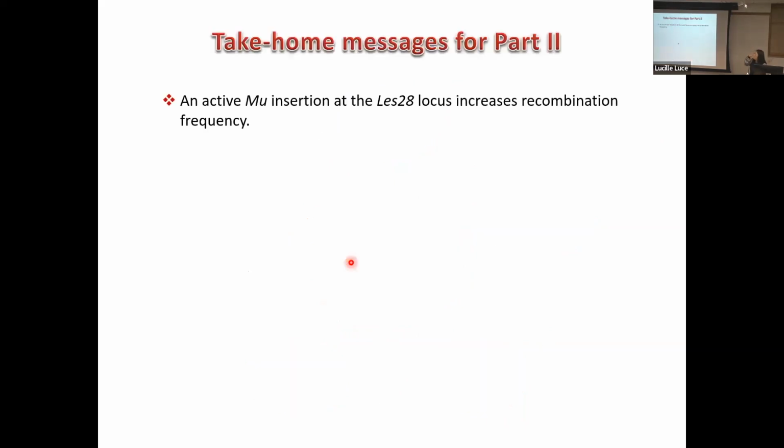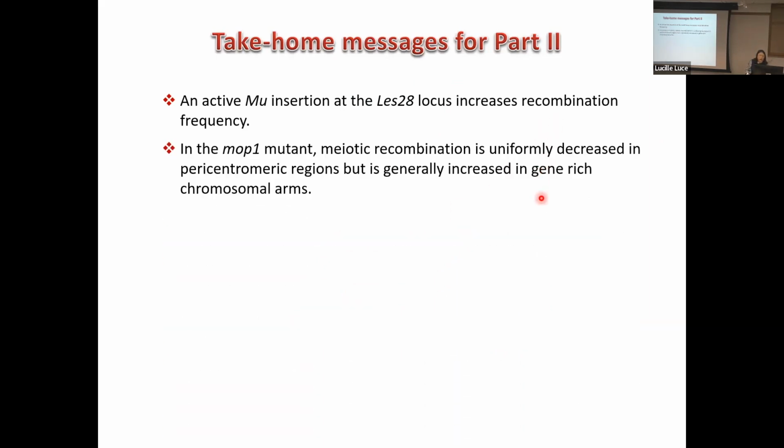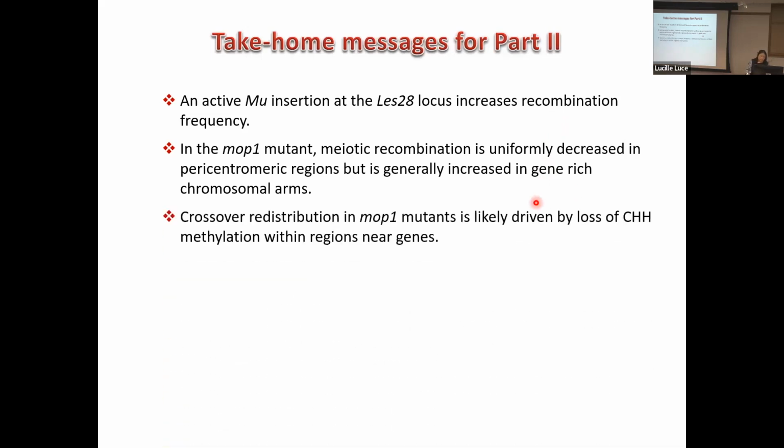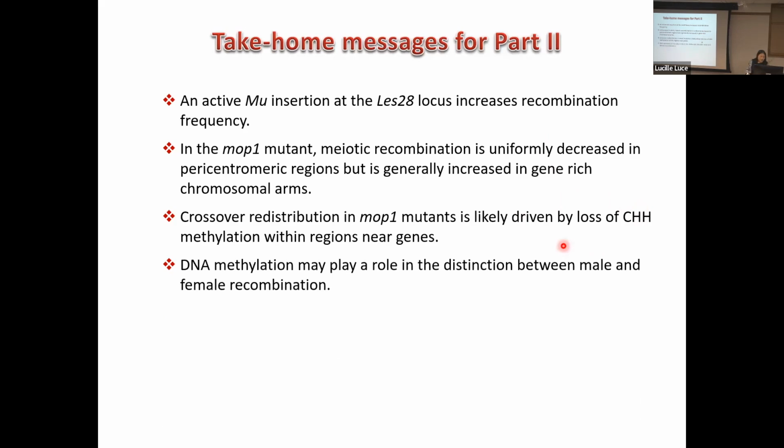So I want to summarize my second part. We found one active Mutator insertion that increased recombination. We also found that MOP1 decreased methylation in the pericentromeric region, but increased methylation in chromosome arms. We also found that crossover redistribution is likely driven by roles of CHH methylation near genes. And we found demethylation may play different roles between male and female recombination.